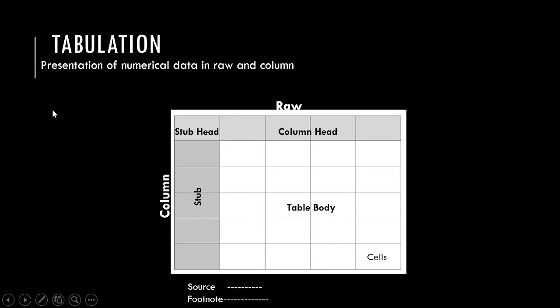A table should be complete, compact, and self-explanatory. The title of the table should be at the top, caption and footnote should be at the bottom. If the table has been taken from any other source, its source should be mentioned.